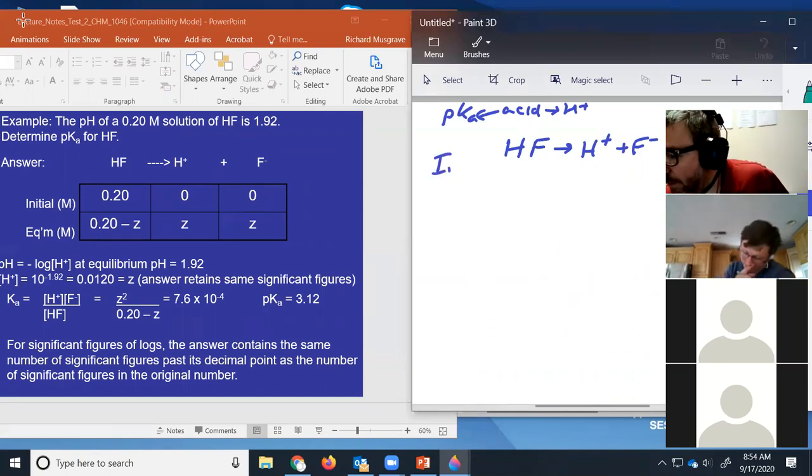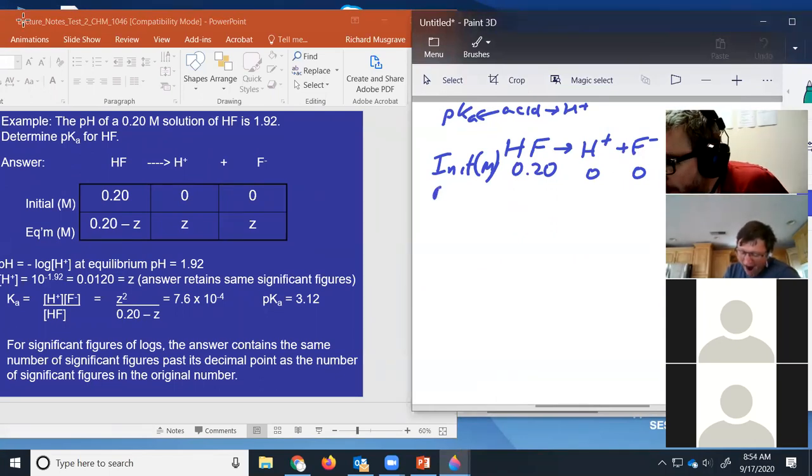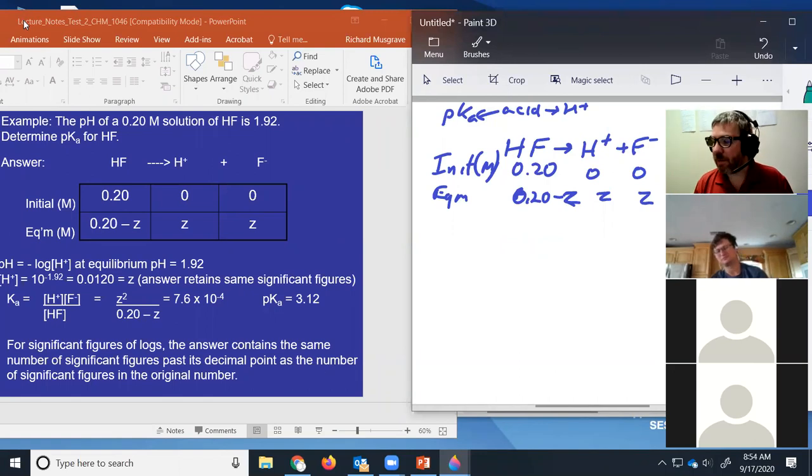So initially, from the problem, I can see that the molarity of HF is going to be 0.20. The H+ is going to be 0, the F- is going to be 0, because initially all we have is just the HF in the solution. Now at equilibrium, the HF is going to break apart and we're going to get Z H+ and Z F-.